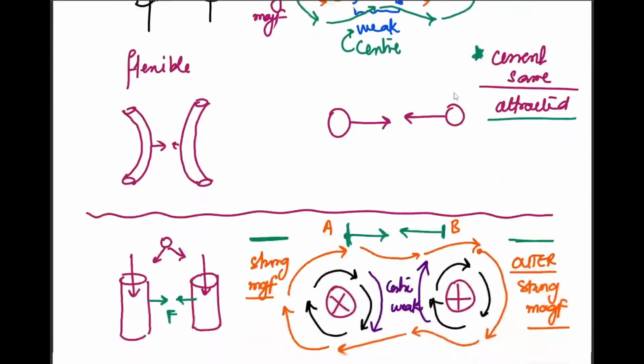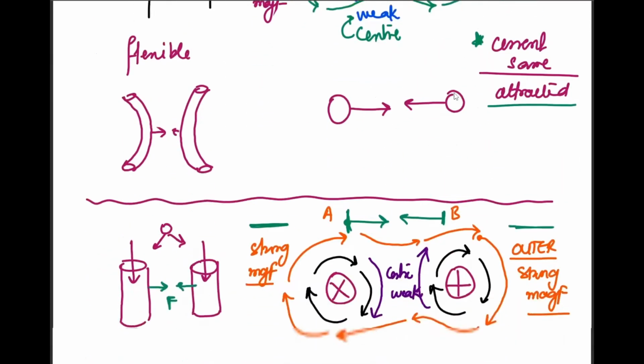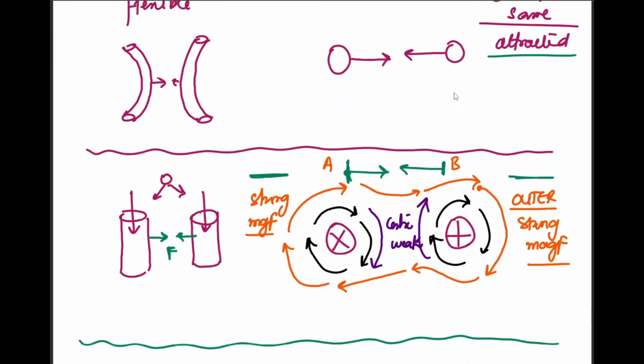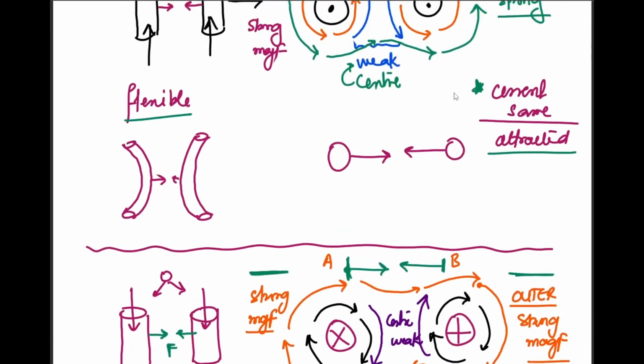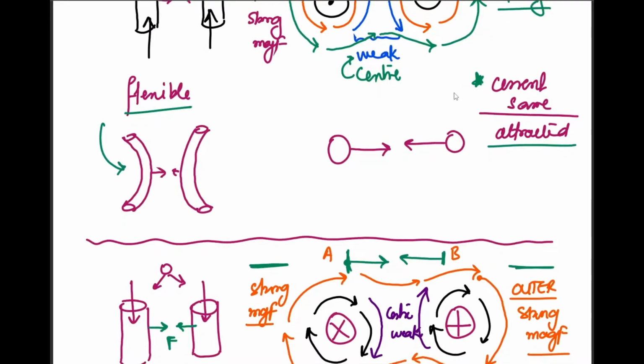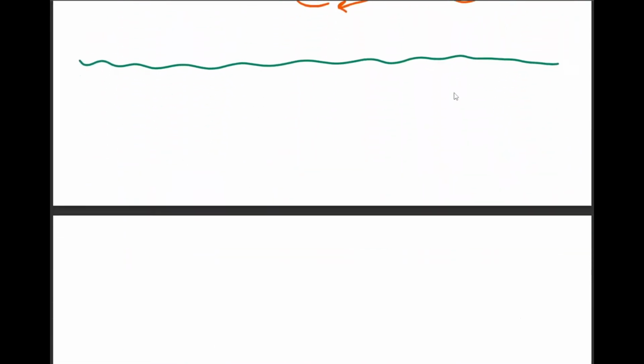Again, the same point will be followed over here: if there are solid conductors, then they will simply move towards each other, and if they're flexible, then they would be bending towards each other like a flexible wire, right?